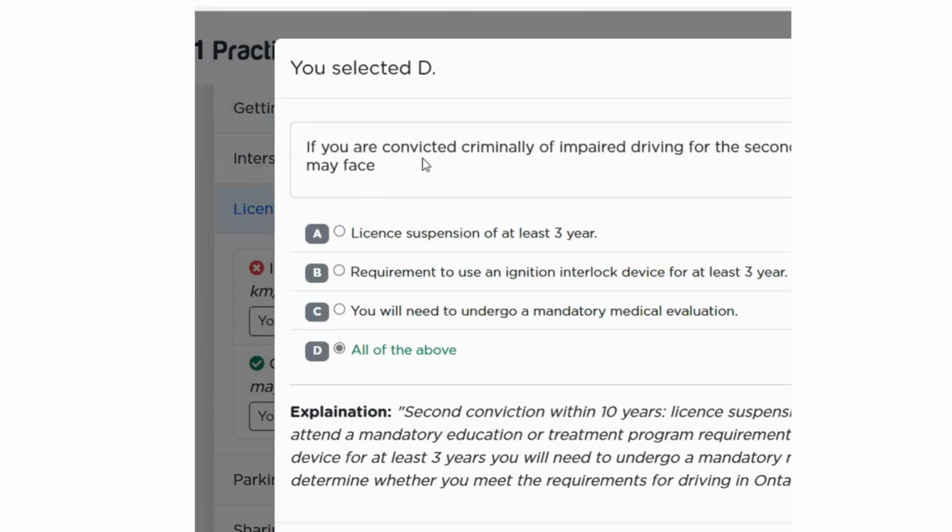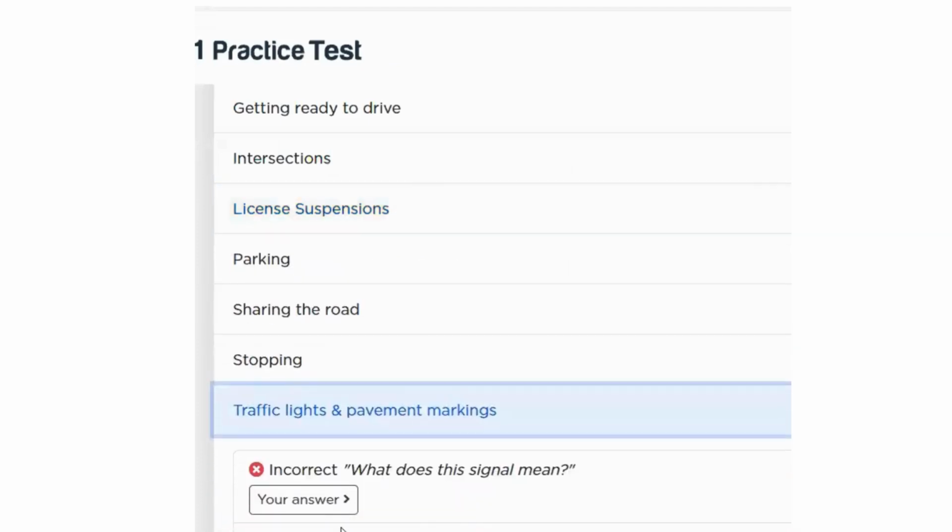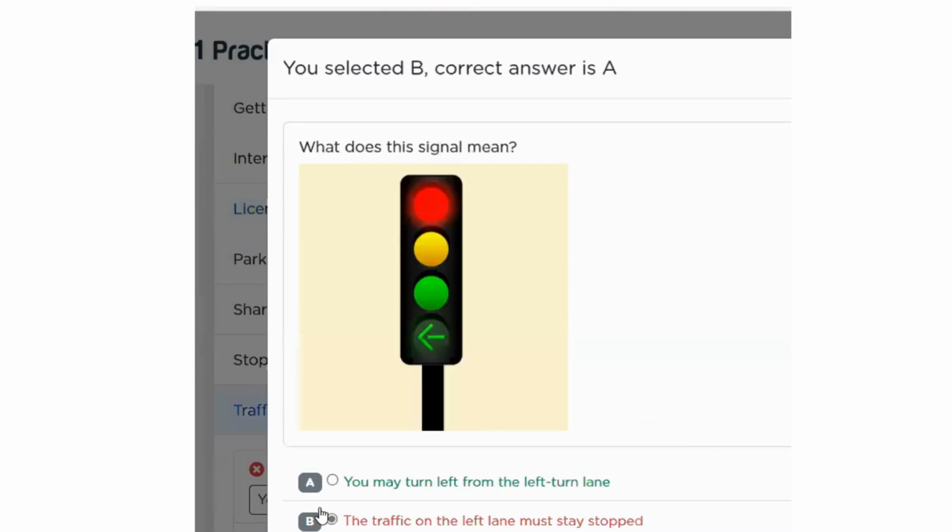Okay, if you're convicted criminally of impaired driving for a second time within 10 years, you may face all of the above. License suspension, 3 years, requirements to use an ignition interlock. I think I said the whole thing, but I don't know. I might be wrong. Let's see, traffic license impairment. Oh, this is what I said.